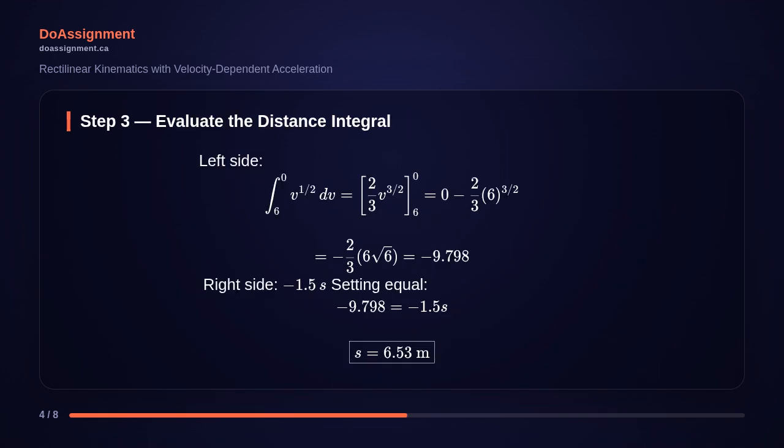Evaluating the left integral, we get 2/3 times v to the 3/2 evaluated from 6 to 0. At v equals 0, the term vanishes, and at v equals 6, we get 2/3 times 6 raised to the 3/2, which equals approximately 9.798. Setting this equal to negative 1.5 times s, we solve to get s equals 6.53 meters.